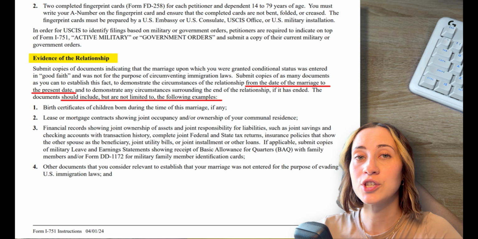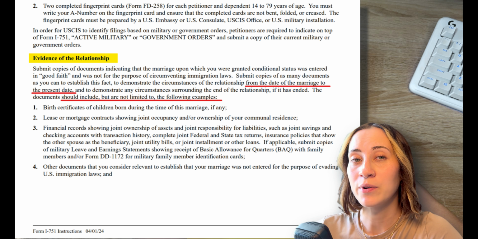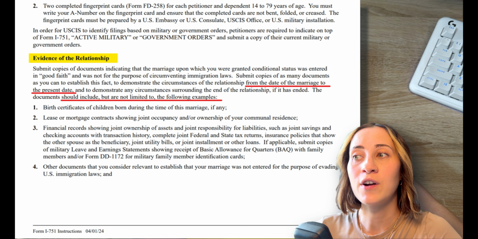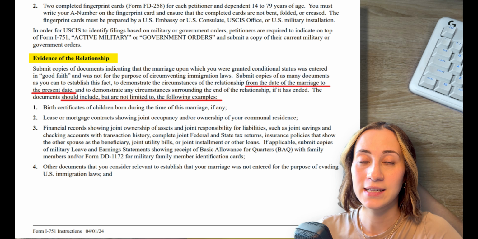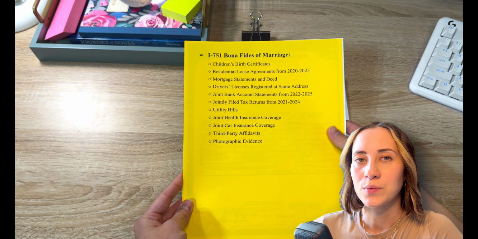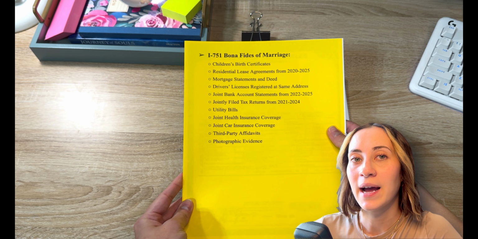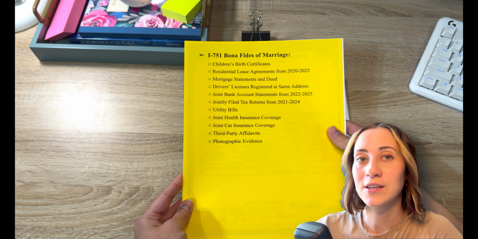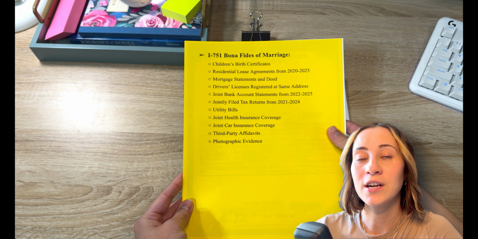Next, you will need to include evidence of your bona fide marital relationship. Now, the form instructions do say that you need to include evidence of your bona fide marital relationship from the date of your marriage to the present date. Although in my personal case, when I applied for removal of conditions, I only included newly obtained evidence from the time that I obtained my conditional resident card. So I did not include any evidence from the start of our marriage, even though the instruction says so.